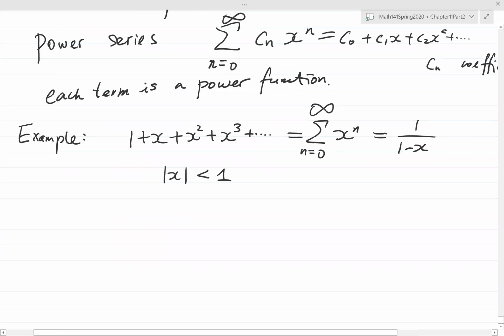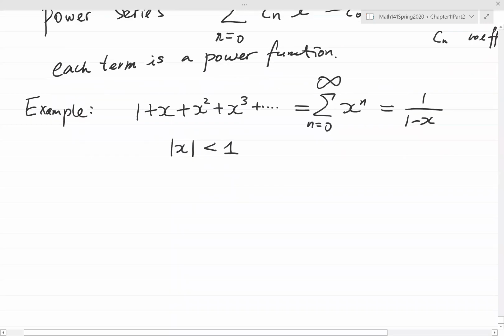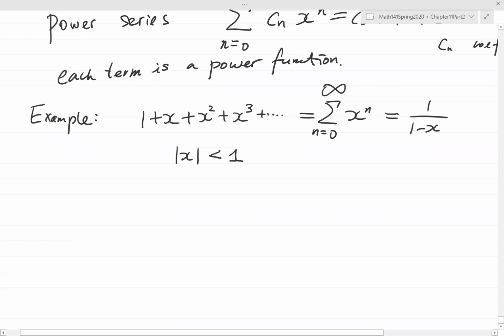For this power series, the geometric series, we want to know when it converges or diverges. For what values of x does the series converge, and for what values does it diverge? This is the question of convergence of power series. Actually, for power series, this problem has a nice answer.